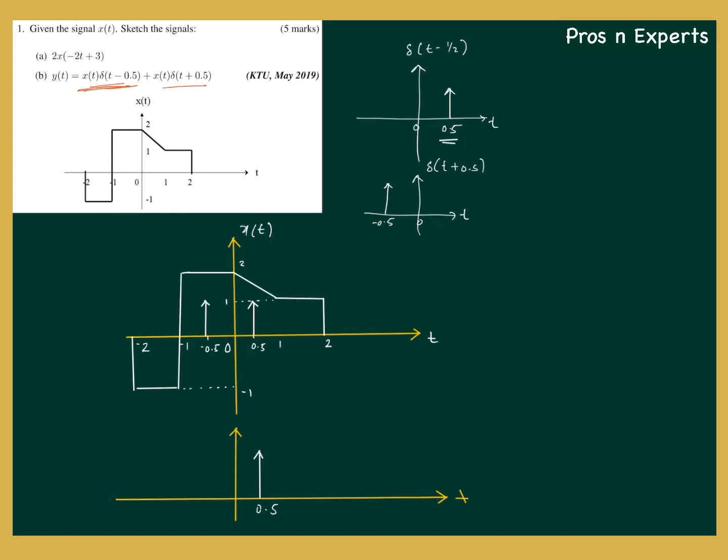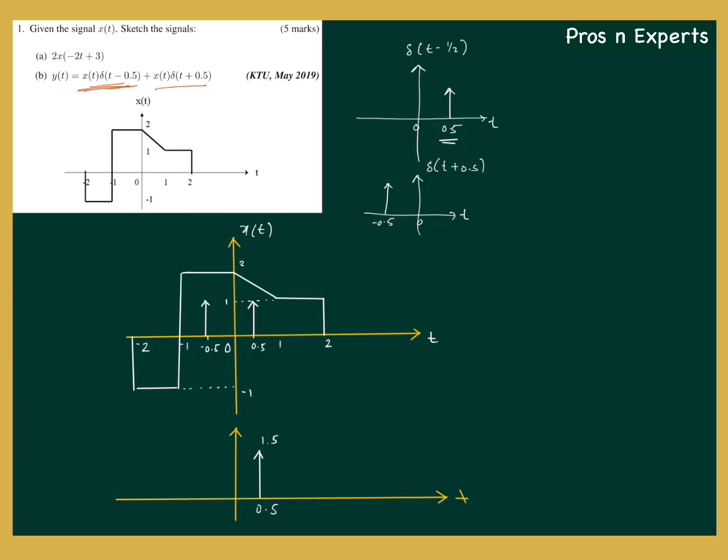And what will be the amplitude or strength of the signal? It will be 1 into 1, the strength of this impulse signal, which is multiplied by x of t. What is the amplitude of x of t at t equal to 0.5? It should be 1.5, right? Because it is a ramp signal here, it will be 1.5. So we are multiplying 1.5 with 1, and the strength of this signal will be 1.5. This is x of t into delta of t minus 0.5, our first term.